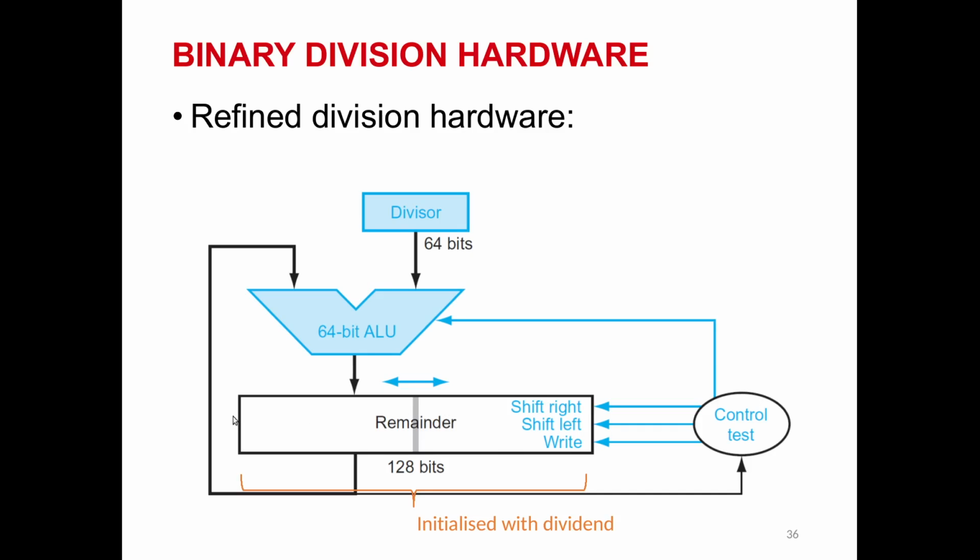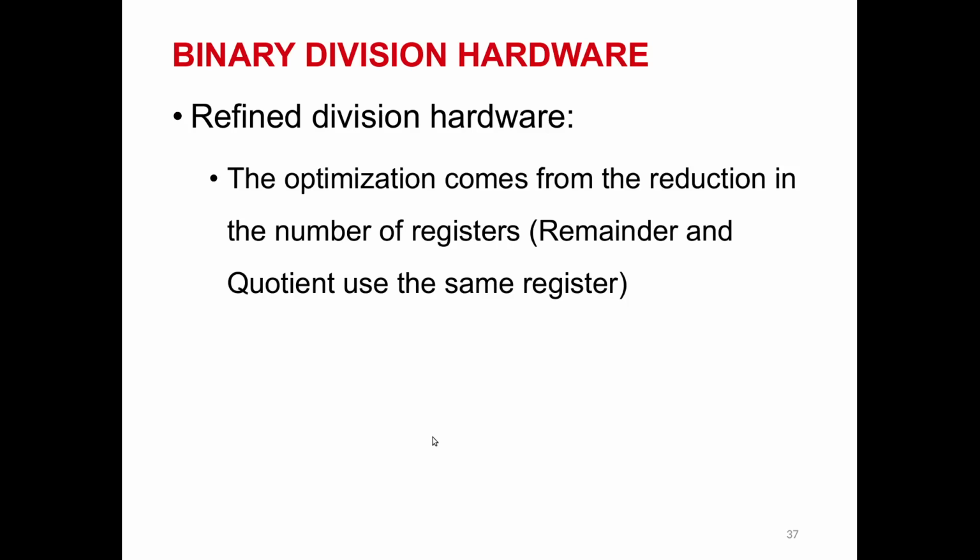Well, we have the remainder located here. The divisor will not shift at all. Instead, after each step, the remainder here will shift one bit to the left. The one bit quotient result will be shifted into the most significant bit of this remainder, and finally we will have the 64 bit quotient located in the lower part, or least significant 64 bits, of this remainder register.